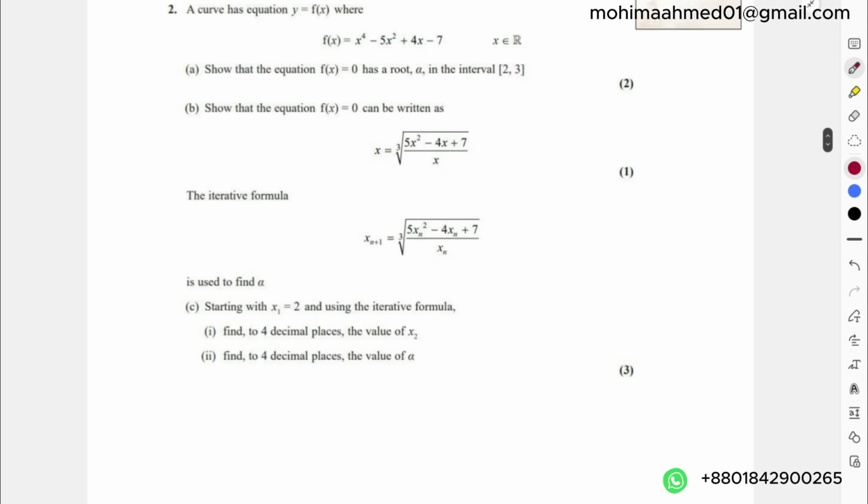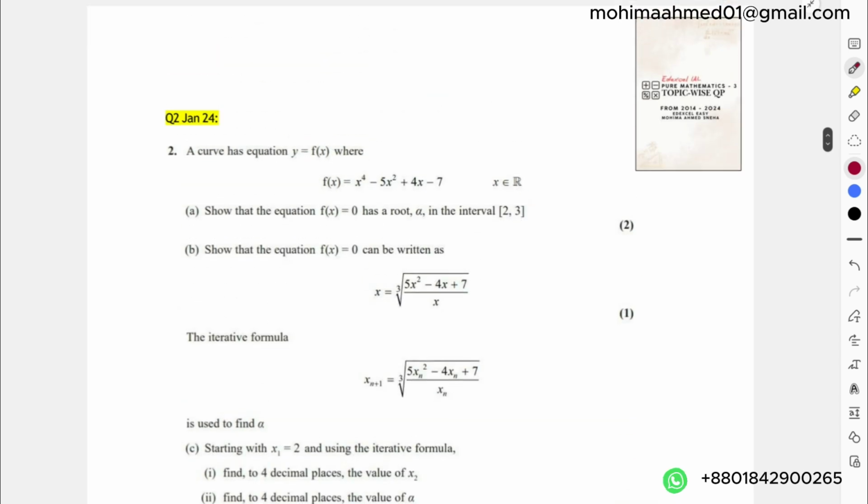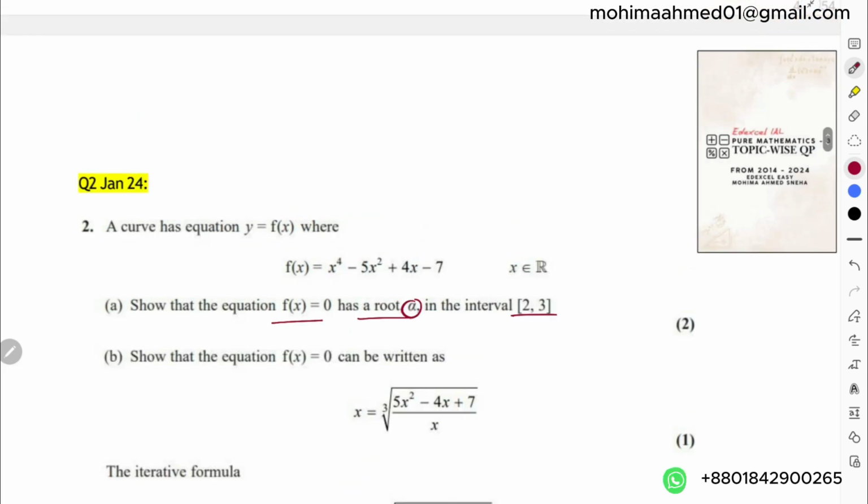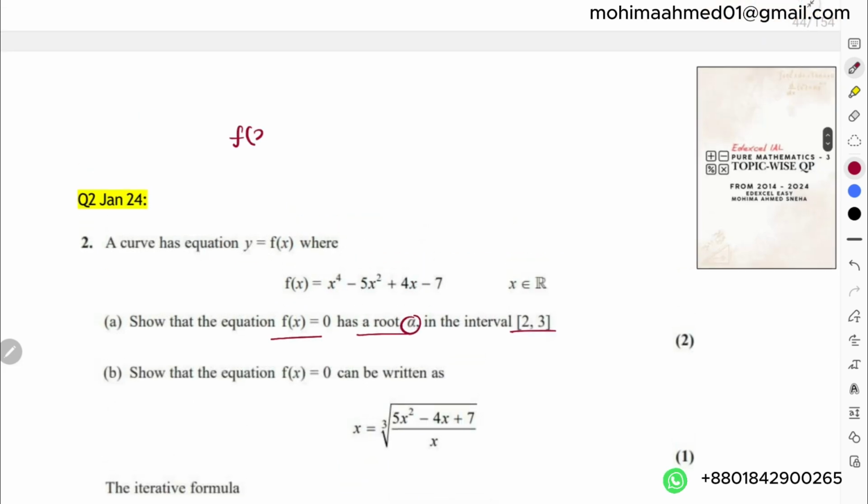If we move on to your next question, this is from January 24. There again, they're saying f(x) equals 0 for which alpha, within the range of 2 and 3. So similar thing, I'll just do the maths over here.